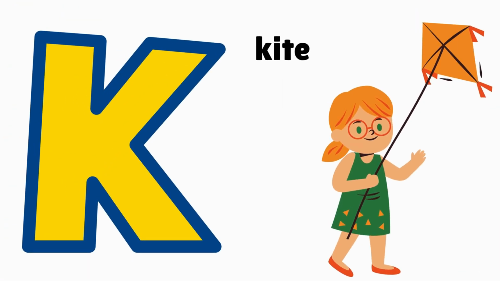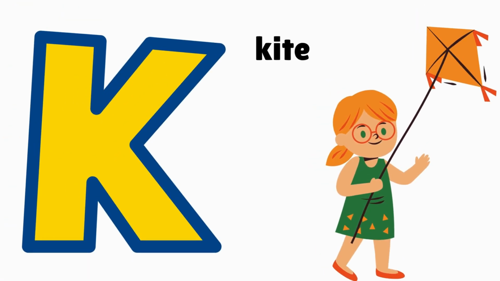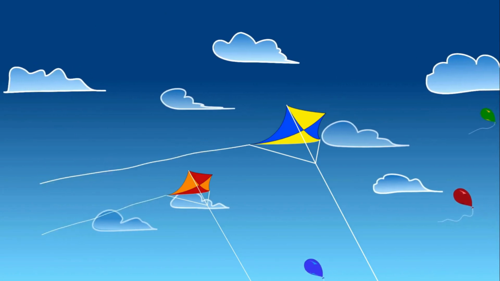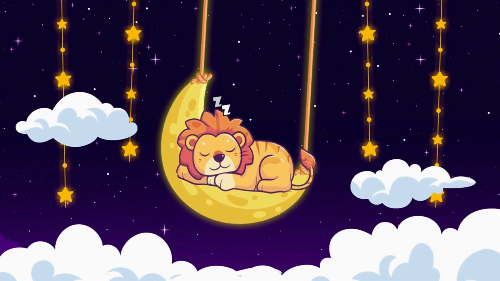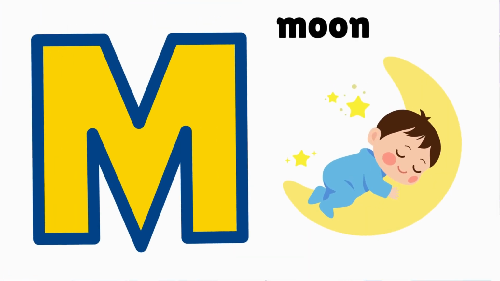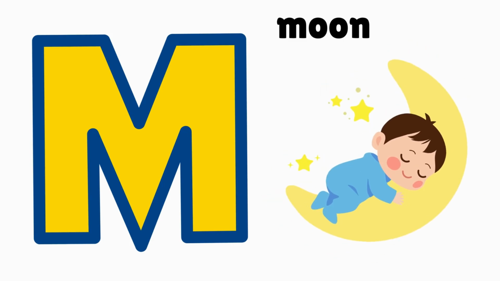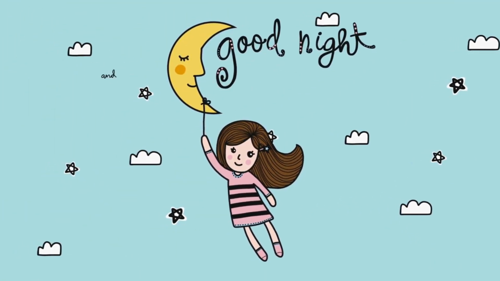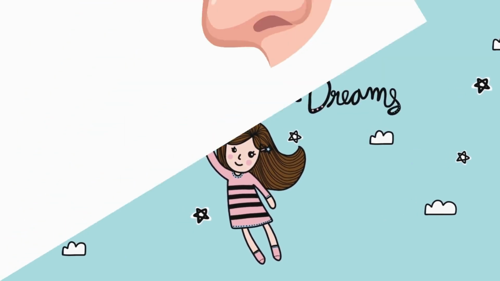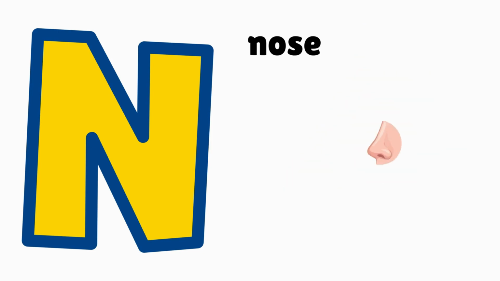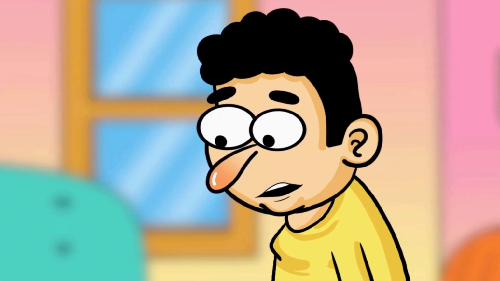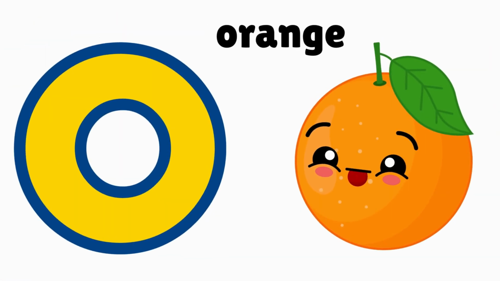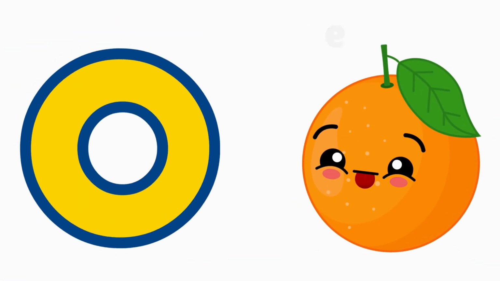K is for kite, kite. L is for lion, lion. M is for moon, moon. N is for nose, nose. O is for orange, orange.